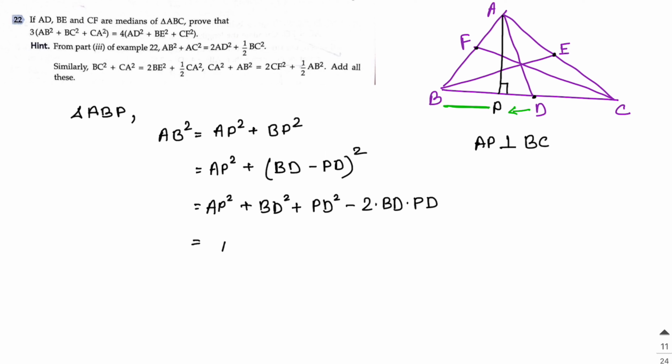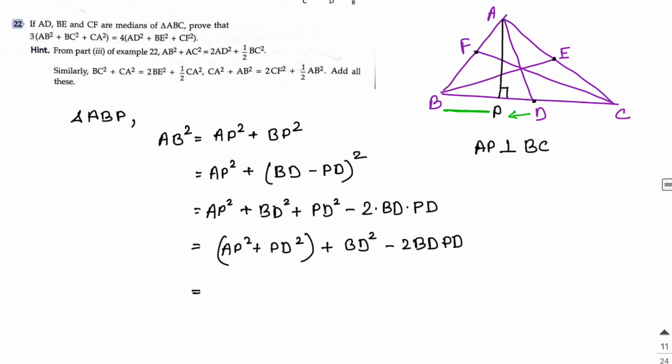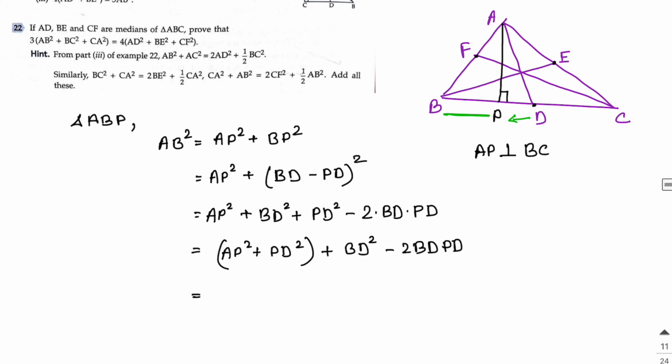So now here you can write down AP square plus PD square in a bracket, then write down here BD square, then here minus 2BD and then PD. Okay, so now the next one, AP square plus PD square. From the triangle APD, if APD is a right angle triangle, then you can write down AP square plus PD square equal to definitely AD square.